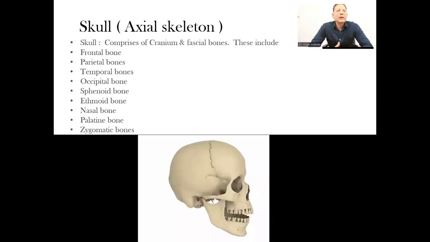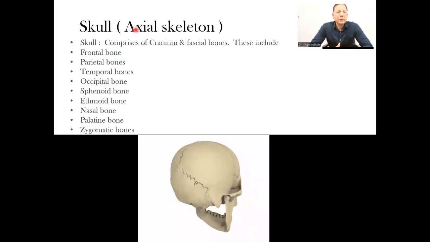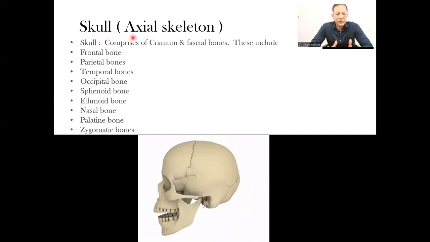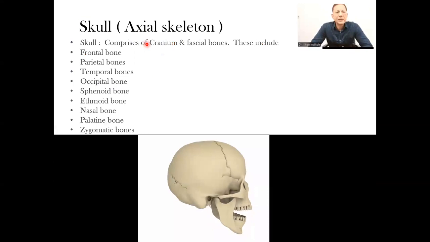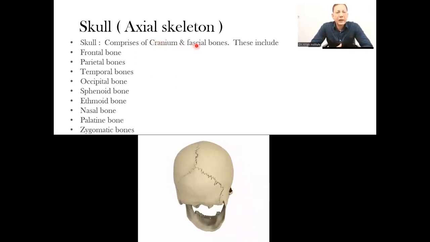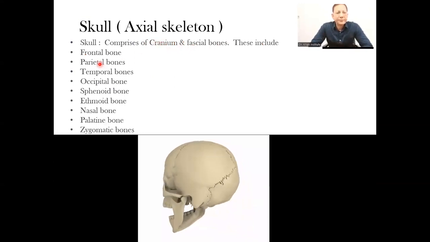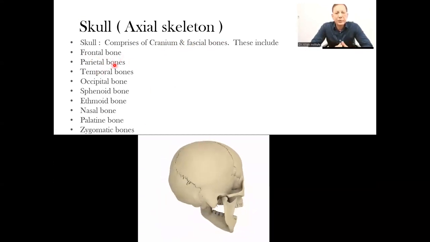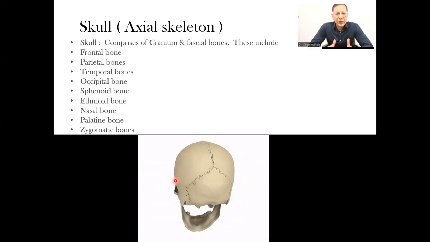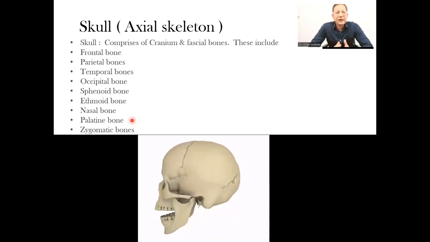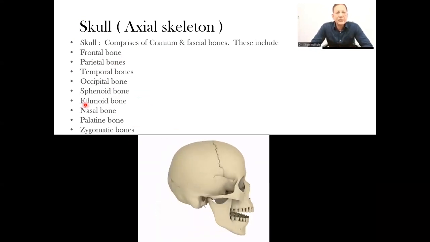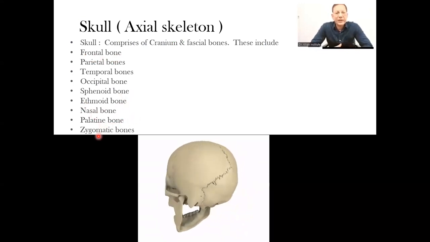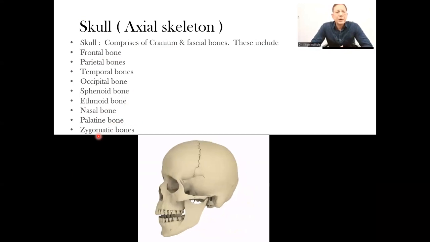So, first of all, in the axial skeleton, we will study the skull. The skull comprises the cranium and some facial bones. These include the frontal bone, the parietal bone, temporal bone, occipital bone, sphenoid bone, ethmoid bone, nasal bone, palatine bone, and zygomatic bones.